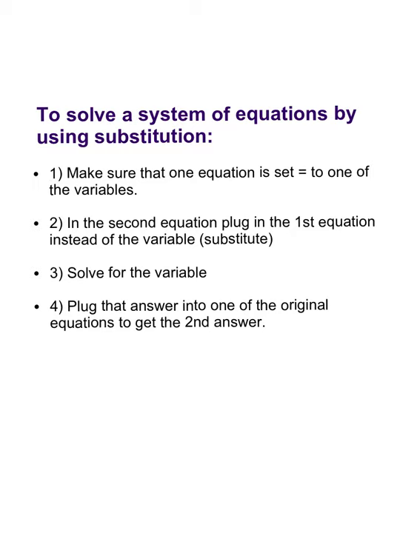Now, to solve a system of equations by using substitution, first, you have to make sure that one equation is set equal to one of the variables, meaning it says either x equals or y equals. Then, in the second equation, you're going to plug in the first equation instead of the variable. That's where the word substitution comes from. You're going to solve for the variable, and then, very important, a lot of kids always skip number 4. You have to plug that answer into one of the original equations to get a second answer.